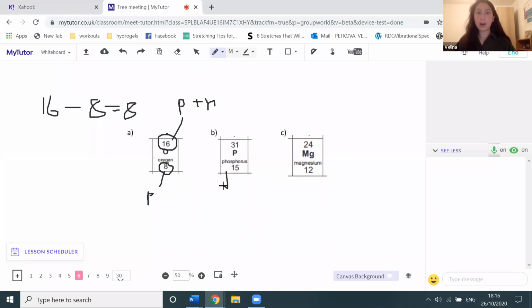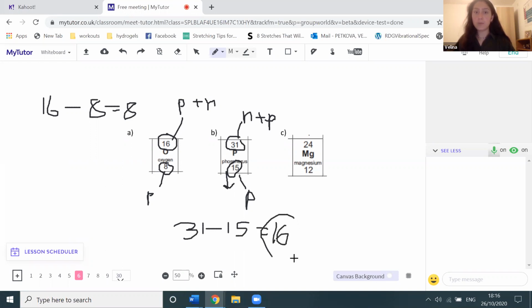So now if we look at phosphorus, what is the number of protons? It's going to be 15, right? And what is the number of protons and neutrons together? It's going to be 31, as this is the mass number. So therefore, if we want to just find out the number of neutrons we're going to have, we're going to do 31 take away 15, which is equal to 16. And that's the number of neutrons that we're going to have.